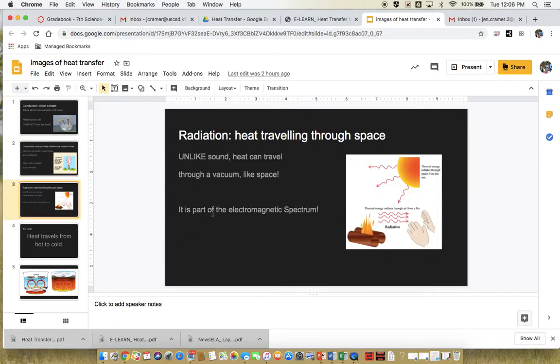And then lastly, it's radiation. Radiation is just the transfer of heat through space. Unlike sound, heat can actually transfer through outer space. It does not need air particles to transfer its energy. It can go right through a vacuum like outer space. You probably remember us talking about this when we did the electromagnetic spectrum back in the first 9 weeks.